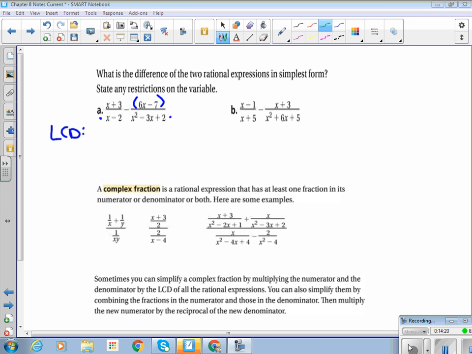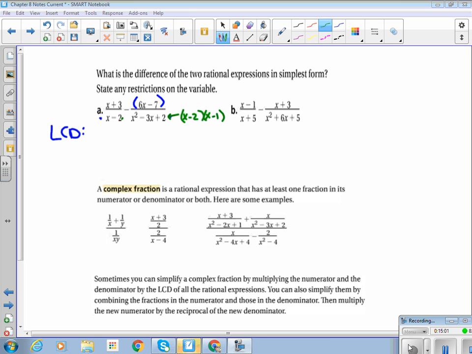All right, to find the LCD, we need to factor this guy right here. So x squared minus 3x plus 2, I'm going to use the x minus 2 as a little detective clue to see what my factoring is going to be. Is x minus 2 a factor? So what two numbers multiply to give you positive 2 and add to give you negative 3? Well, negative 2 and negative 1 fit that description. So my denominator here is x minus 2 and x minus 1.